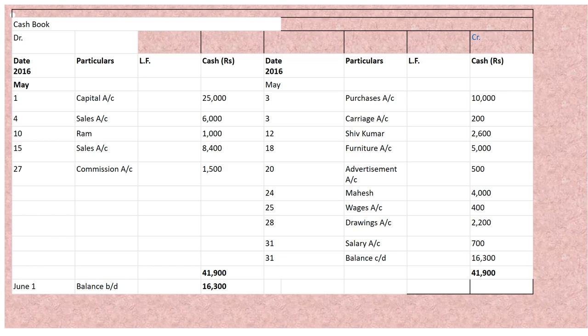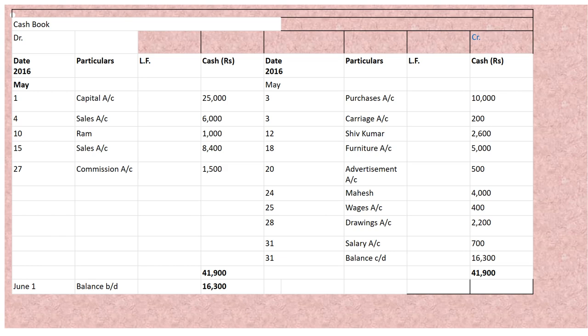So in the cash book's credit side, by drawings account with rupees 2,200. On May 31st paid salary, so by salary account with rupees 700. Now we will total up both the sides, 41,900, 41,900. But we are short with 16,300 in our credit side. Fine, compared to the debit side, meaning the debit side is 16,300 rupees more than the credit side.